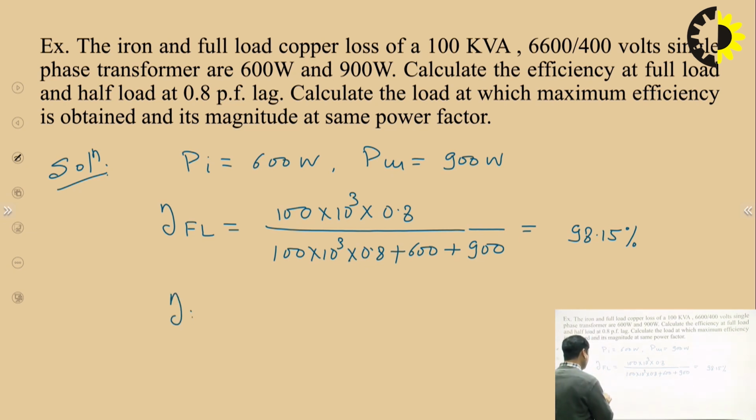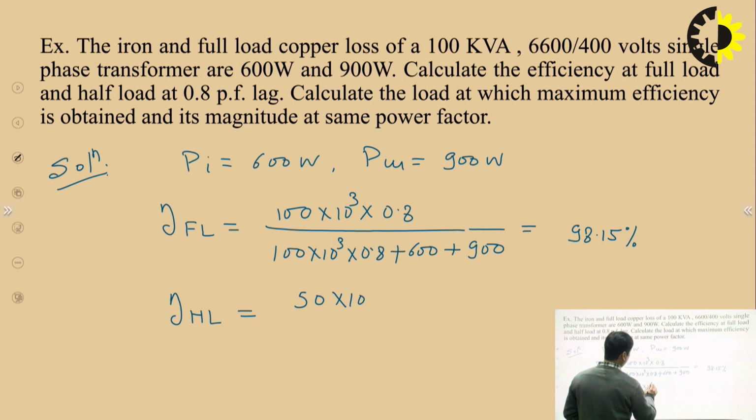Now let us calculate the efficiency at half load. At half load, the transformer is working at half of its rated capacity. The value of X is half. So the actual load will be half of the rated, that is 100 into 0.5, it is 50 kVA, 50 into 10 to the power 3.